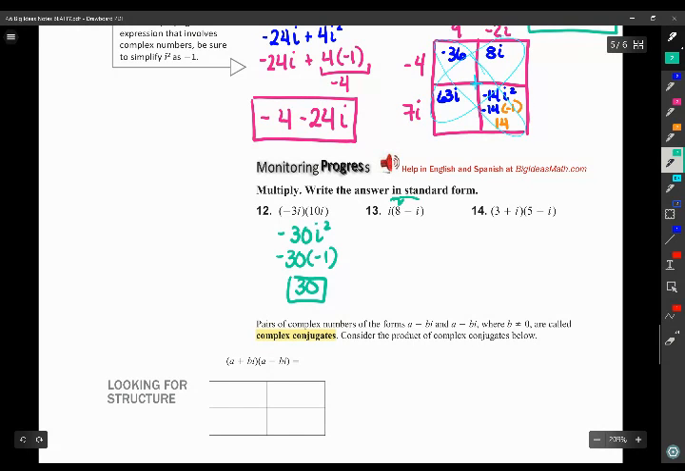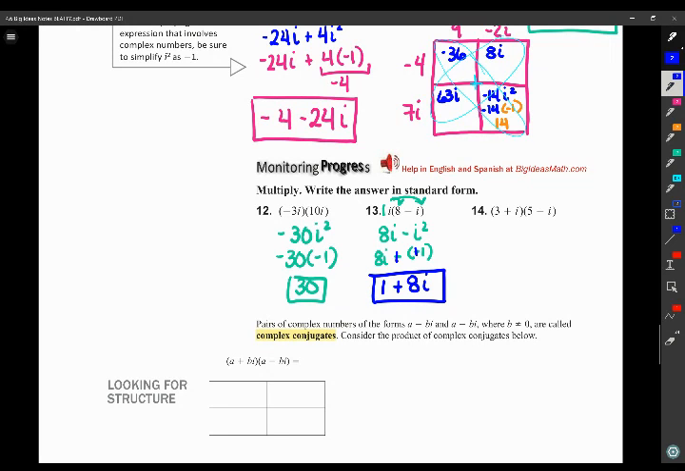As we do the distributive property, this is really a 1 in front, so we get 8i minus i squared. And again, i squared is the same thing as negative 1. So this is 8i minus negative 1. Minusing a negative is the same thing as a positive. We don't have like terms, but we do need to rewrite it in standard form. So the real part, the 1, is going to go in front, and the 8i is going to get put at the end. And then 14, I'm going to do over here to the side.